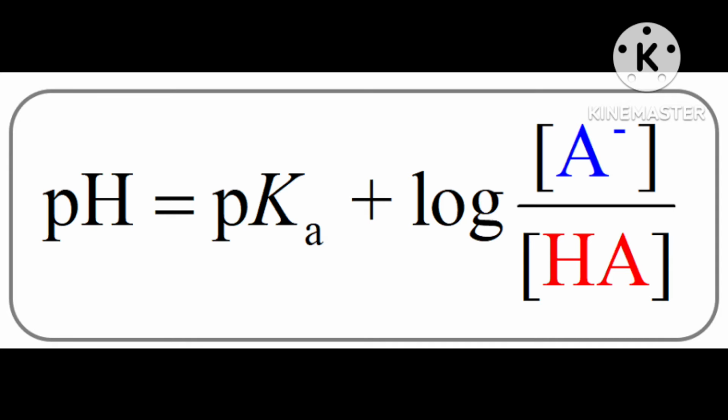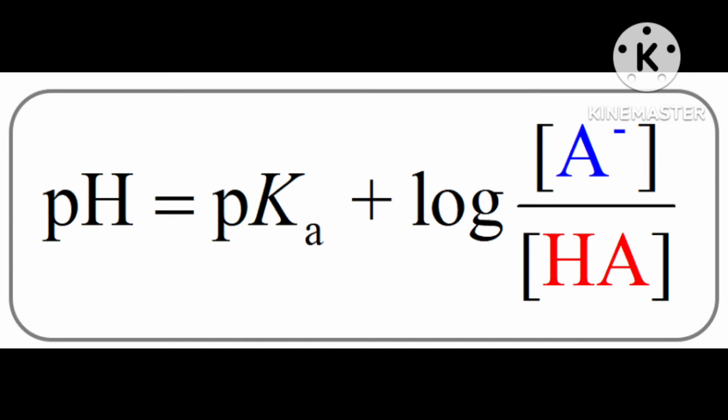Then this ratio will become 1 because both are almost equal. Hence, in this log, concentration of salt divided by concentration of acid, in the place of anion you have written concentration of salt, because anion concentration and salt concentration are almost equal. Then the Henderson equation is also written like this: pH is equal to pKa plus log molar concentration of salt divided by molar concentration of acid.